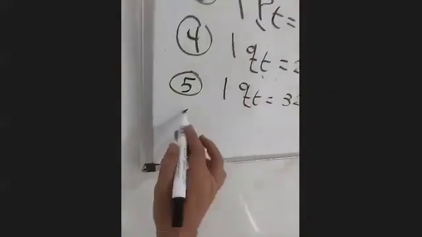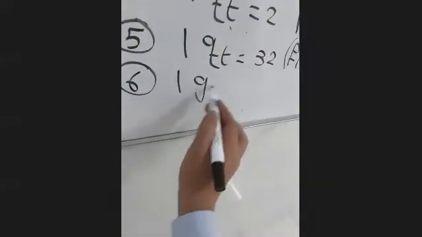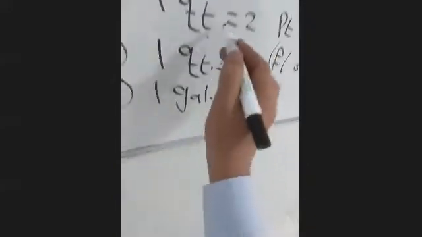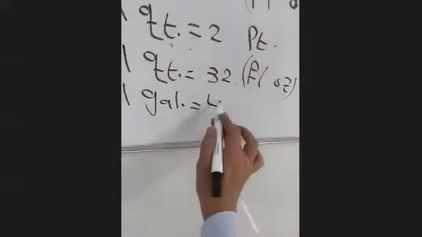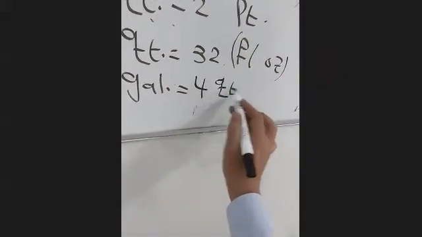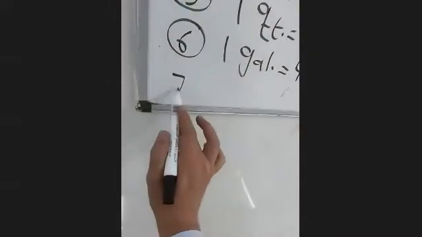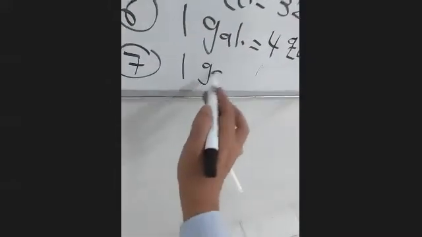The last one we have is number 6. 1 gallon equals 4 quarts, or 1 gallon equals 128 fluid ounces.